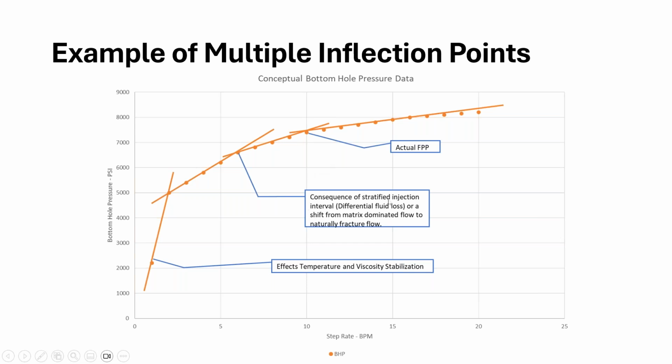This is the consequence of a stratified injection interval, where you start to see fluids enter the formation and enter intervals at different permeabilities, or a shift from matrix dominated flow to flows that are occurring in the natural formation fractures. And along the line, there is the actual parting pressure interpretation. This would be what we would maybe interpret as the parting pressure here in this test. But it would be best in this instance to have supplemental data to reflect the same result.